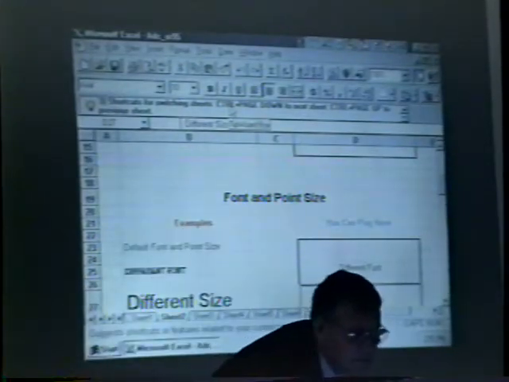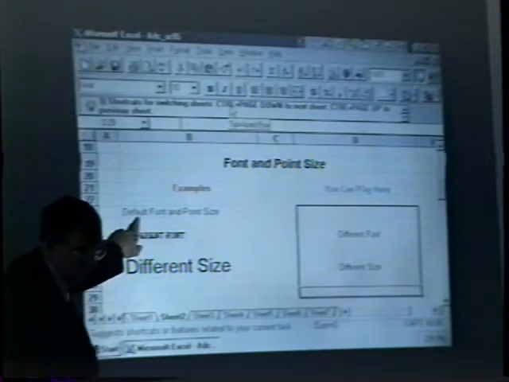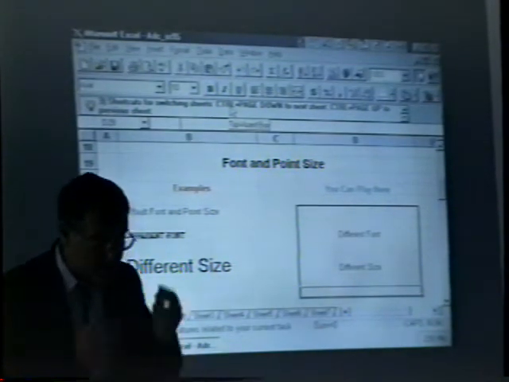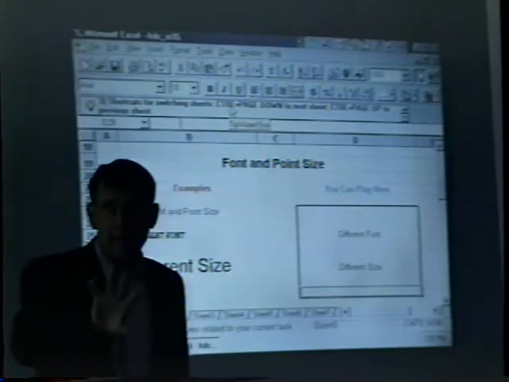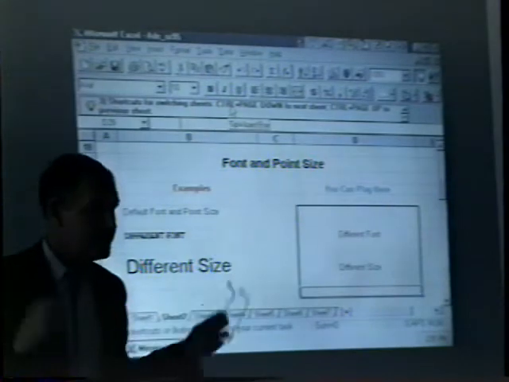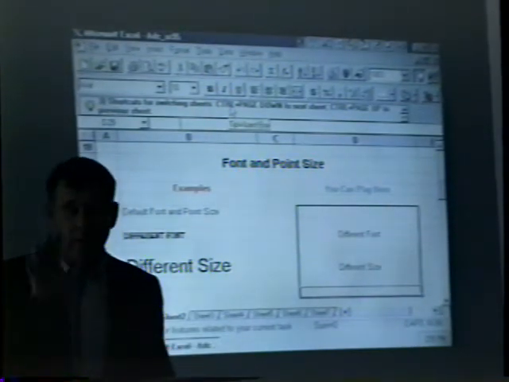All right. If you hit the page down key, and you may have to go a little bit further, this deals with fonts and point sizes. Now, there is a default font shape and a default size built into the options, so that when you start this thing up and start typing in, it's going to put it at a certain size and shape. You can change the size and shape of any cell that you want, any range of cells, or a whole worksheet.